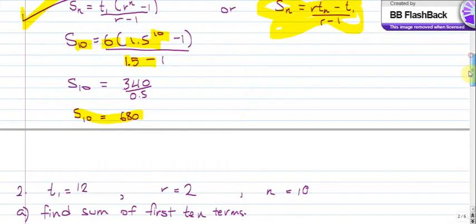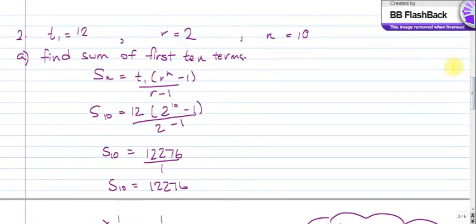Moving on to question 2. In this question, we know that the first term is 12. We know that the ratio is 2, which means you multiply by 2 each time, and we know that there are 10 terms. They want us to find the sum of the first 10 terms.